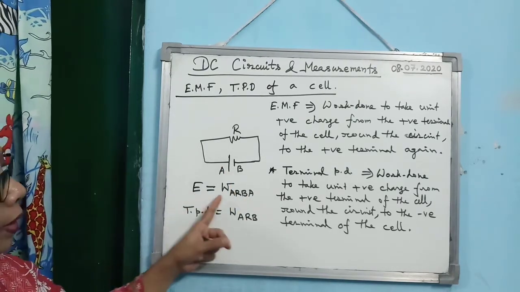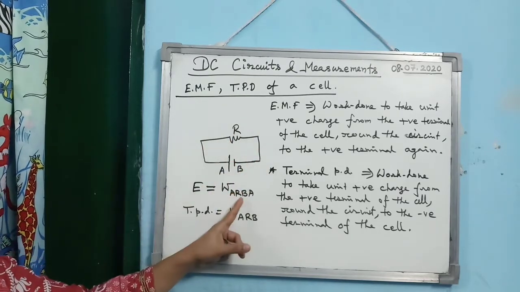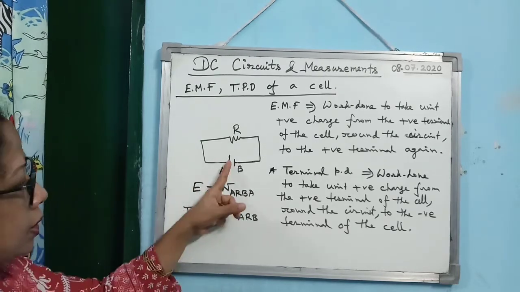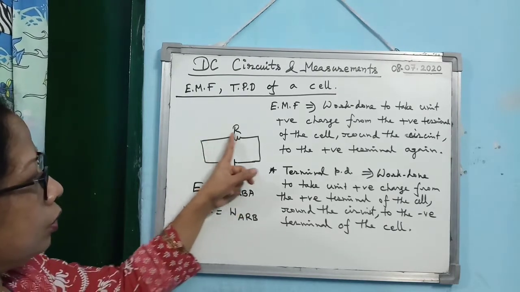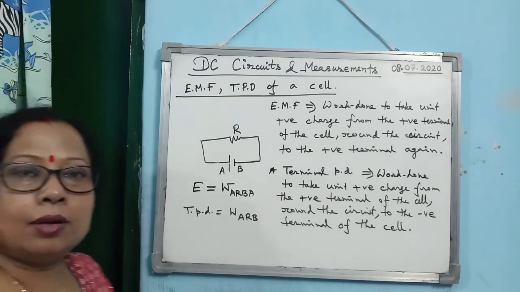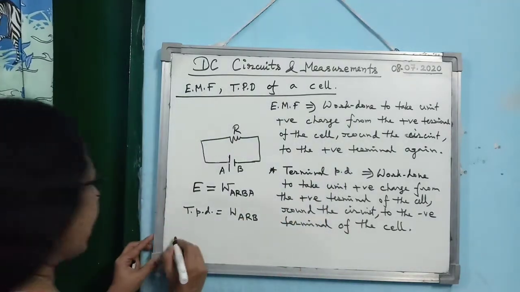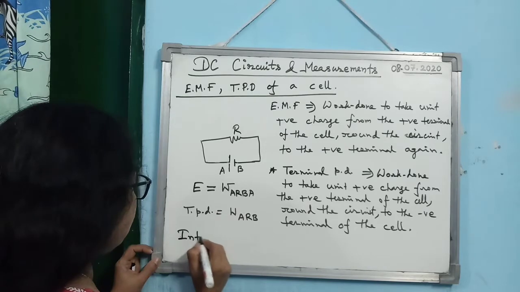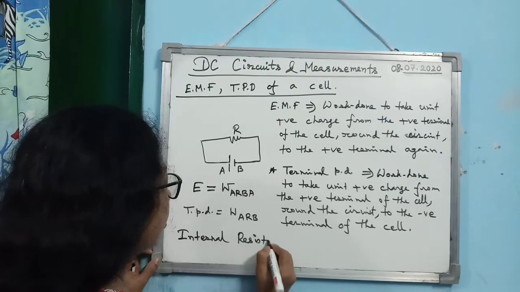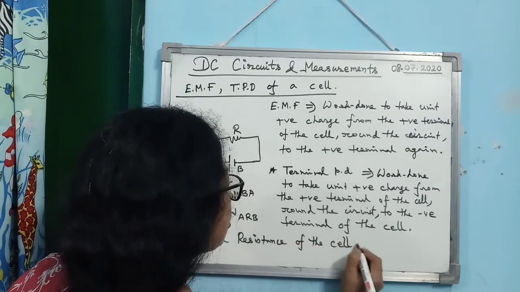You see here, what is EMF? You are starting from A, you are going through R, then coming to B, then again you are going to A. That is EMF, and terminal PD is you are starting from A, going through R, then coming to B. So that is the terminal potential difference. Alright. Now there is another concept you have to know, that is internal resistance of the cell. What is the internal resistance of the cell?